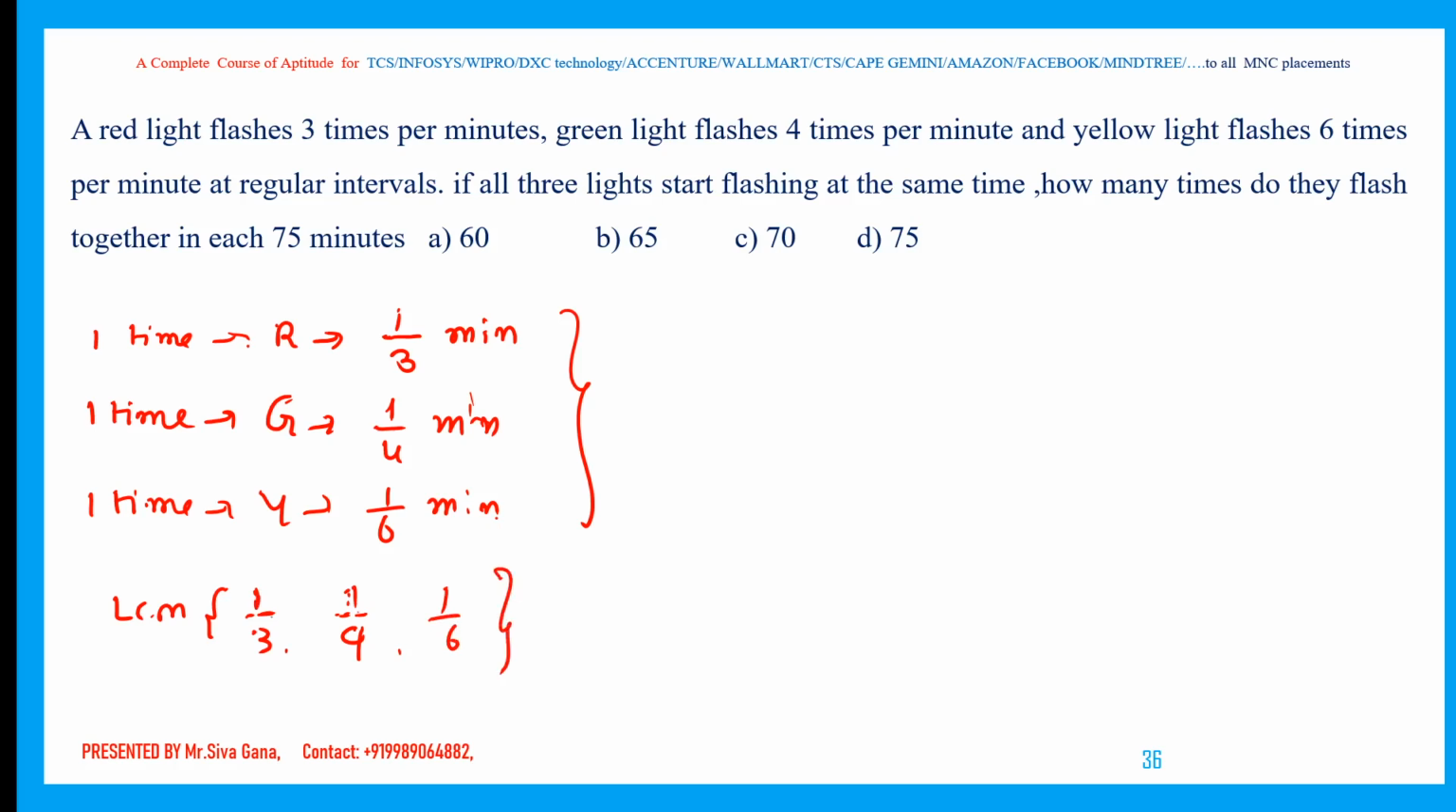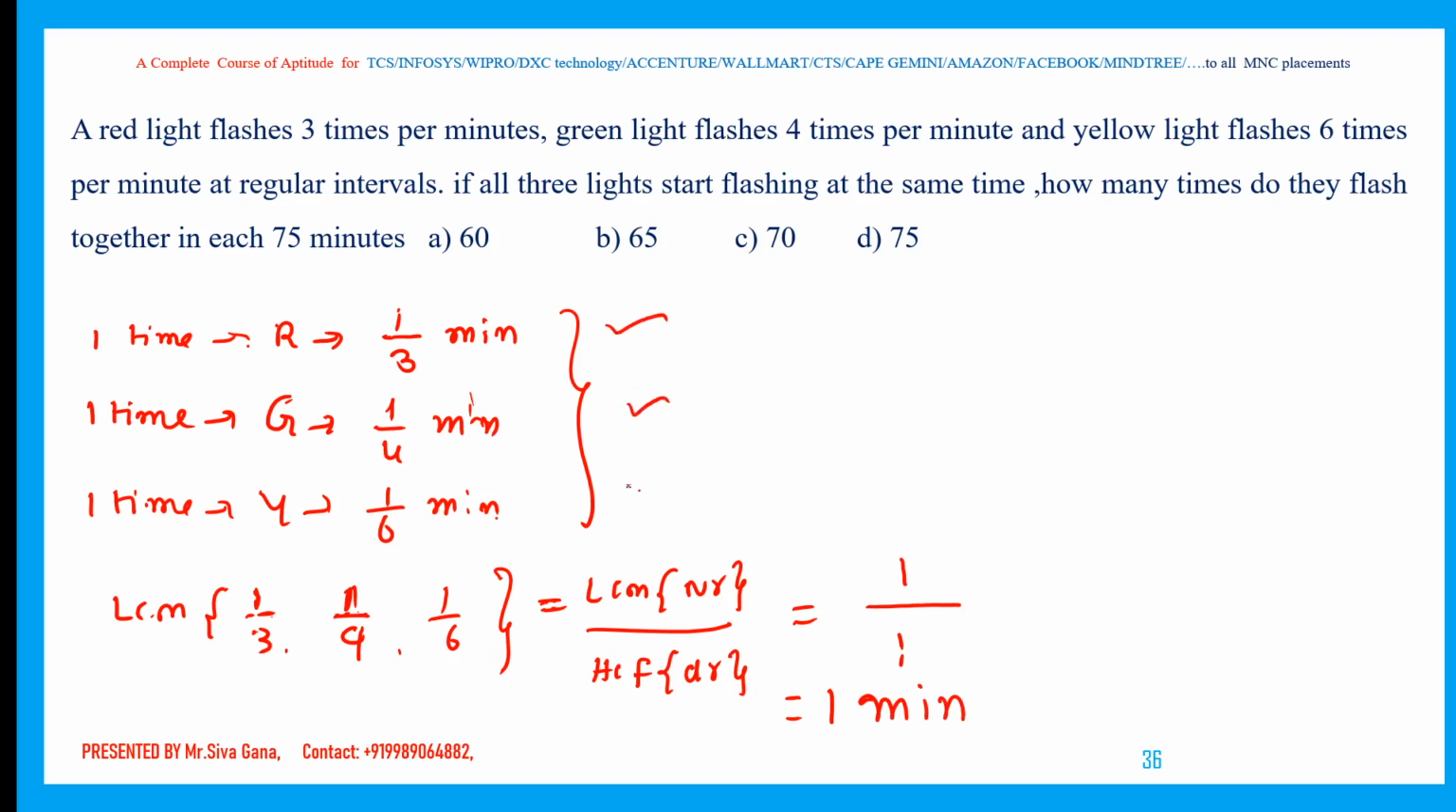The LCM of fractions is simply the LCM of the numerator terms divided by the HCF of the denominator terms. The numerator terms are 1, 1, 1, and the LCM of 1, 1, 1 is 1. The HCF of 3, 4, 6 is 1, which means the result is 1. So these three lights, red, green, yellow, flash together every 1 minute. How many times will they flash together in 75 minutes? Every 1 minute they flash together, so in 75 minutes they flash 75 times. Answer is over. Important question, my dear viewers.